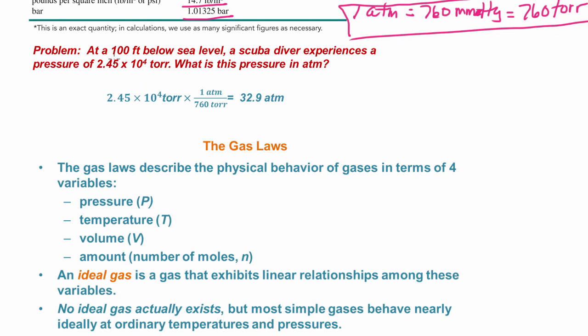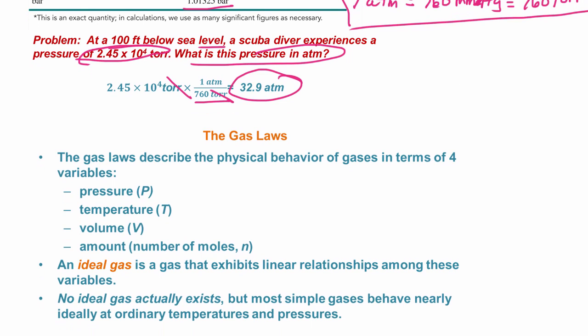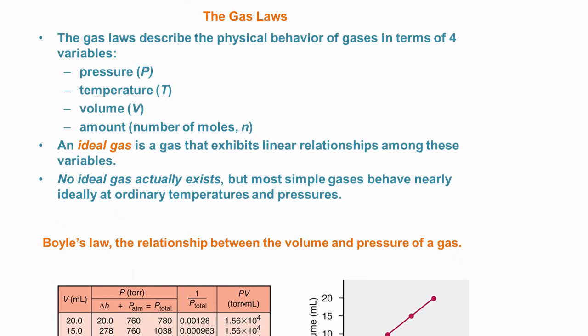So here we have a problem. At 100 feet below sea level, a scuba diver experiences this pressure here. It's in torr. What is this pressure in atmospheres? Well, we know that 1 atmosphere is 760 torr. We use that as a conversion factor. Torr cancels. That would be 32.9 atmospheres. That would be a very high pressure.